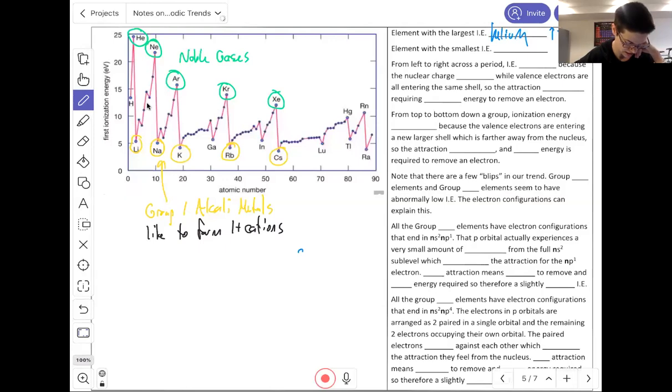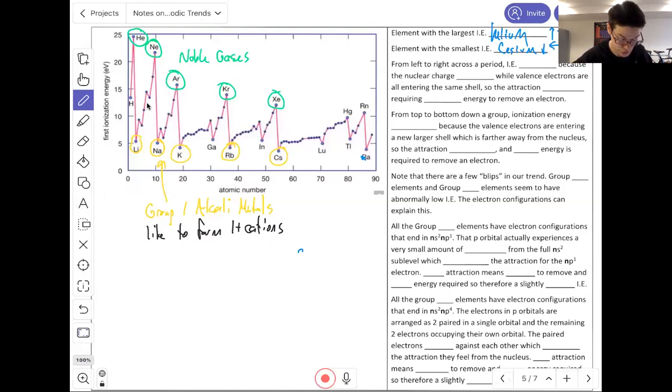It's hard to tell. I think it's cesium on here. You would expect francium to be right here, except francium's radioactive, so we don't do tests with it. So our smallest one is cesium, which would also make sense because it is in the area of lowest attraction. So those are our simple explanations here.